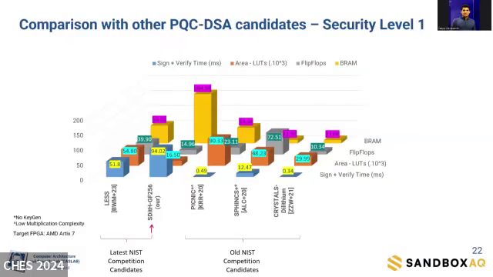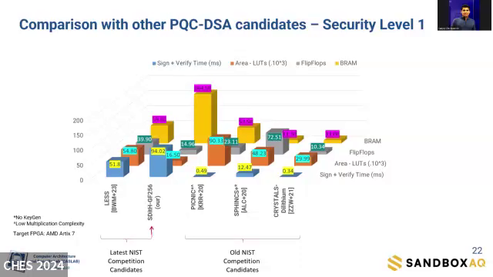Now, comparing it against the other signature candidate hardware implementations that were out in the literature when we published this work, in this plot, on the left, we have the latest NIST competition candidates, and on the right, we have the old NIST competition candidates. It is difficult to compare them directly since the construction of these algorithms is different, and also the target architecture for the hardware implementation can also be different. But the idea behind this plot is just to give a sense of where SDITH stands in terms of both time and area with other candidates.